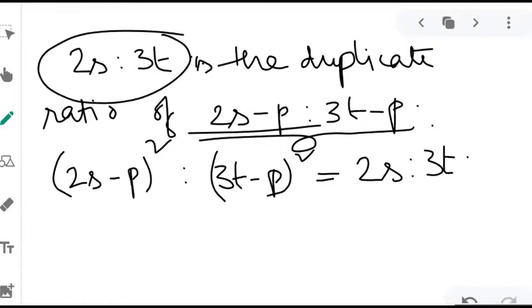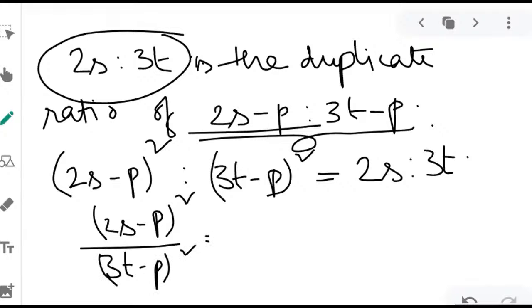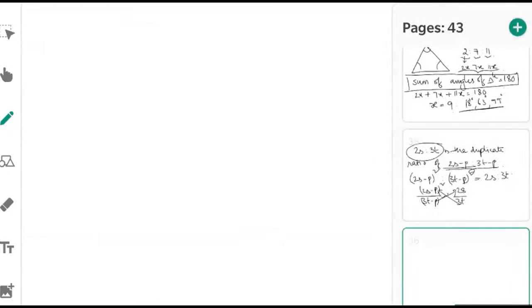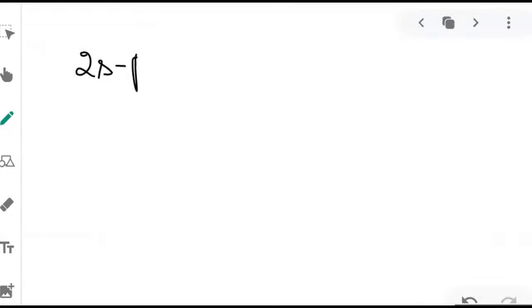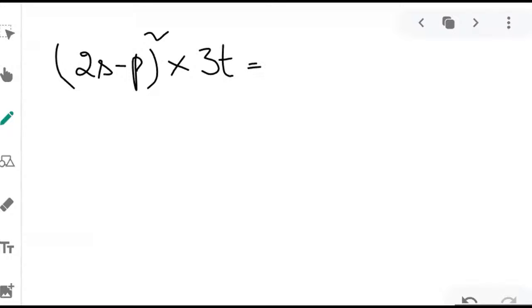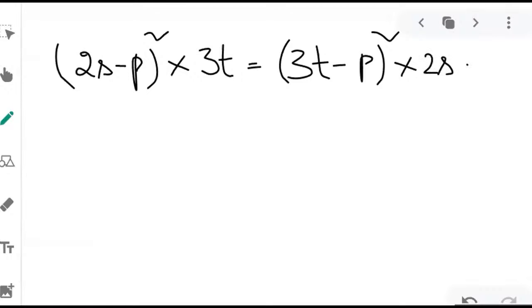Can we write it in fractional form? 2s minus p whole square by 3t minus p whole square is equal to 2s by 3t. Cross multiplying, 2s minus p whole square into 3t is equal to 3t minus p whole square into 2s. From here onwards, it's just a matter of expanding and multiplying.